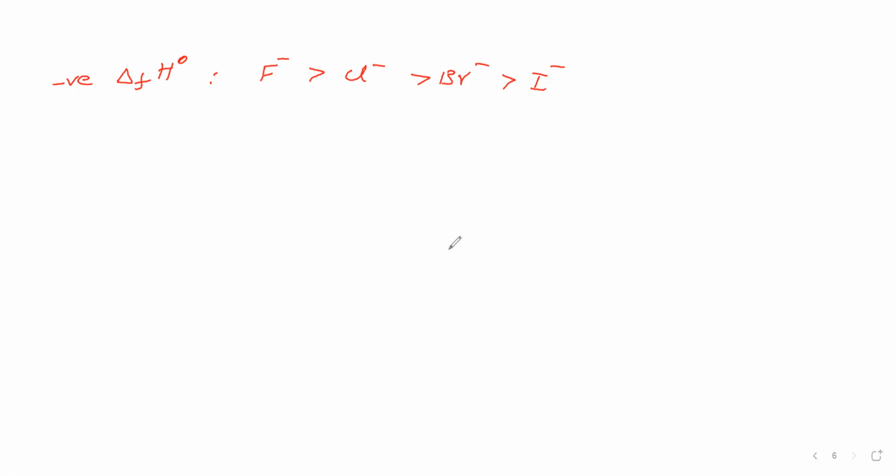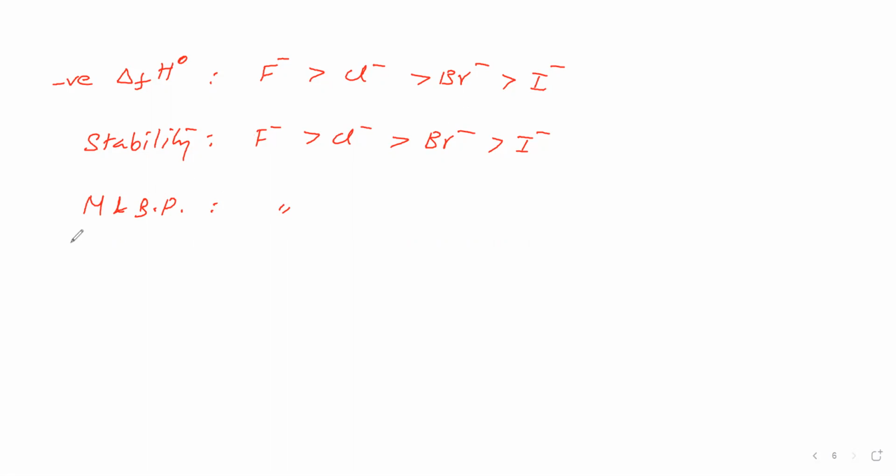Therefore, the more exothermic the formation, the more stable the compound. So the stability order is F minus greater than Cl minus greater than Br minus greater than I minus for a particular alkali metal. The melting and boiling points will follow the same order. Alkali metal halides are quite soluble in water.